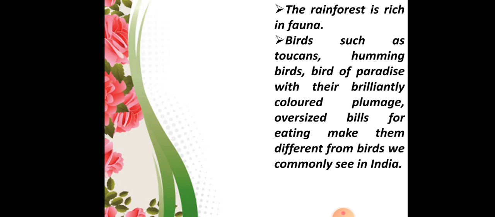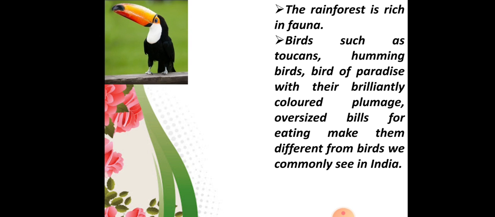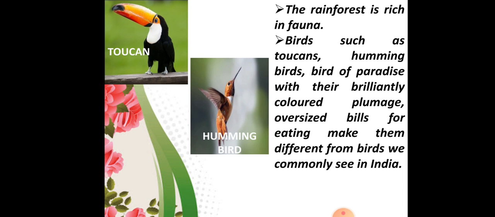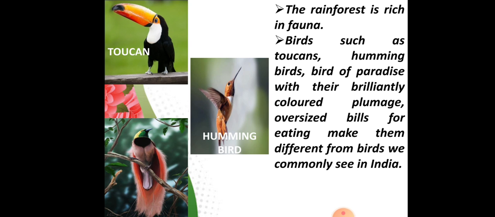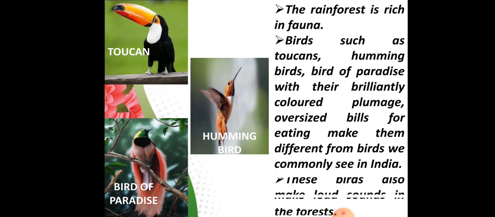The rainforest is rich in fauna and birds such as toucans, hummingbirds, and birds of paradise with their brilliantly colored plumage. Oversized bills for eating make them different from birds we commonly see in India. Here is the image of the toucan and the hummingbird. Here is the bird of paradise. These birds also make loud sounds in the forest.